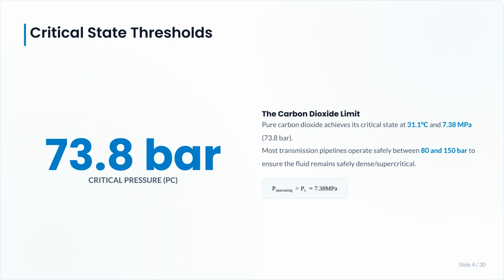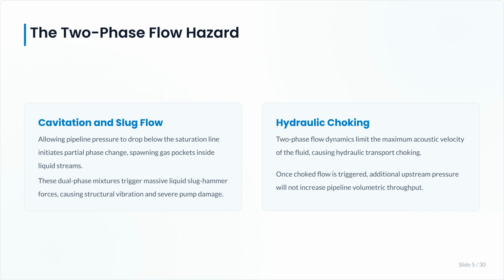Pure carbon dioxide reaches its critical state at 31.1 degrees Celsius and 7.38 megapascals. Operators typically maintain pressures between 80 and 150 bars to keep the fluid stable. Two-phase flow introduces serious hazards. If pressure drops below saturation, cavitation and slug flow can occur, causing severe mechanical damage. Furthermore, two-phase dynamics can trigger hydraulic choking, limiting your transport capacity.